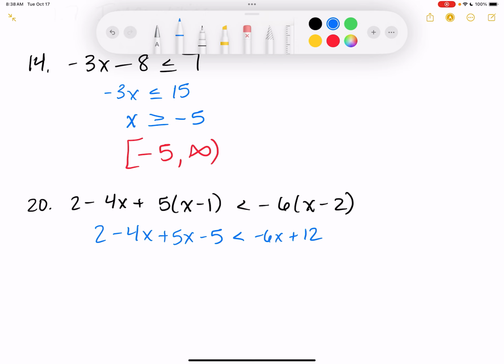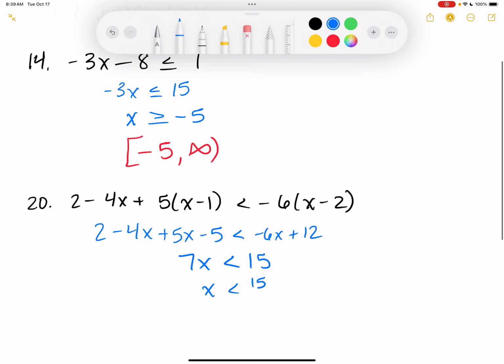To avoid having to write so much, I'm going to move the numbers over to the right and all the ones with the variable to the left, and combine them all in one step. So negative 4x plus 5x is x, and then add 6x, so that's going to be 7x on the left is less than 2 minus 5 is negative 3, so add that over here, so that's going to be 15. And then divide by 7, so x is less than 15 over 7.